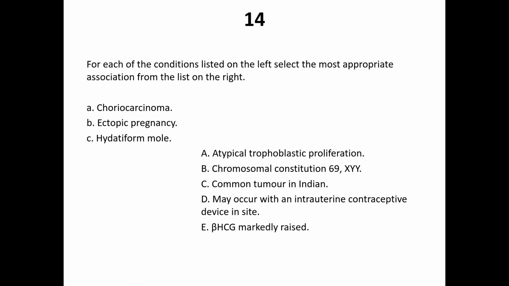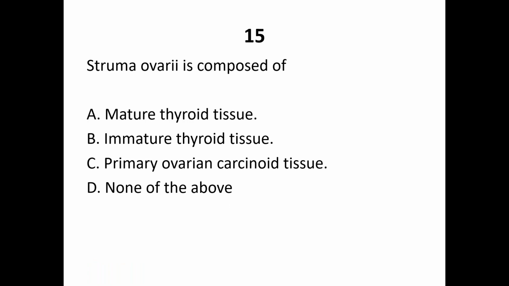One more match the column. Choriocarcinoma, ectopic pregnancy, and hydatidiform mole. Choriocarcinoma, beta HCG elevated. Ectopic pregnancy may occur with an intrauterine contraceptive device, and hydatidiform mole, atypical trophoblastic proliferation. MCQ, struma ovarii is composed of which of these? Mature thyroid tissue.